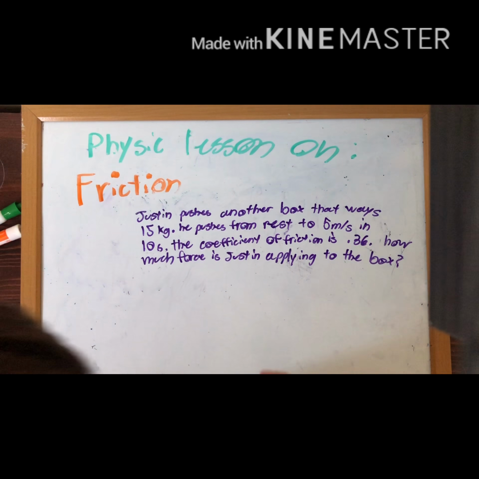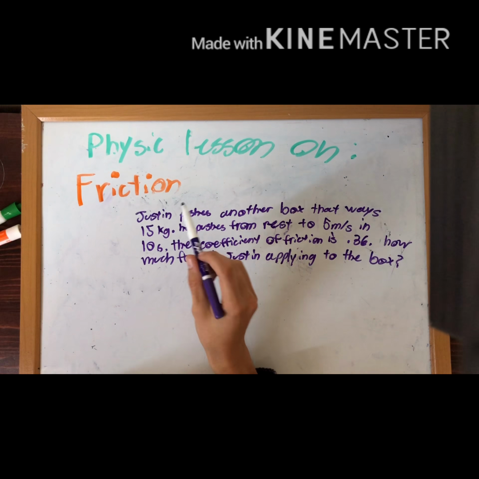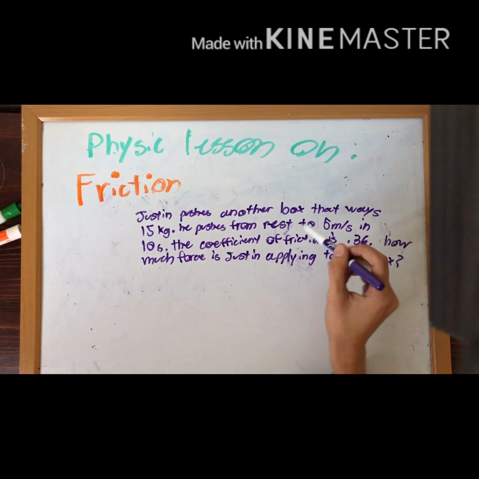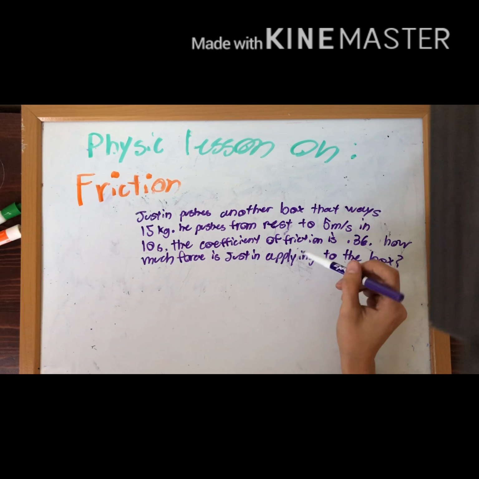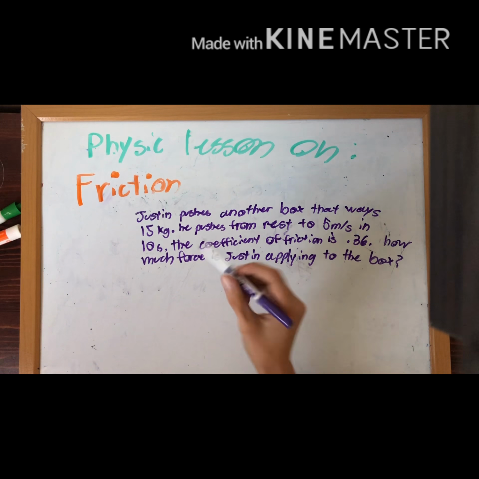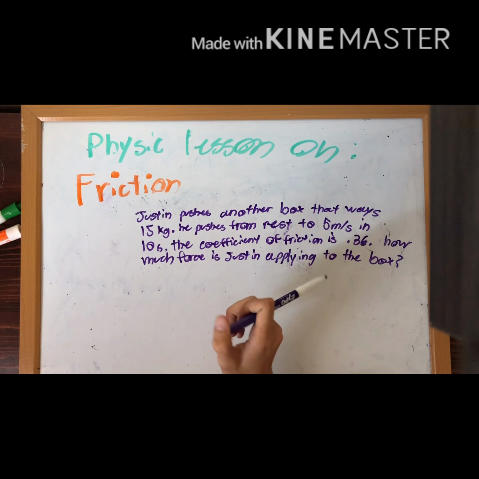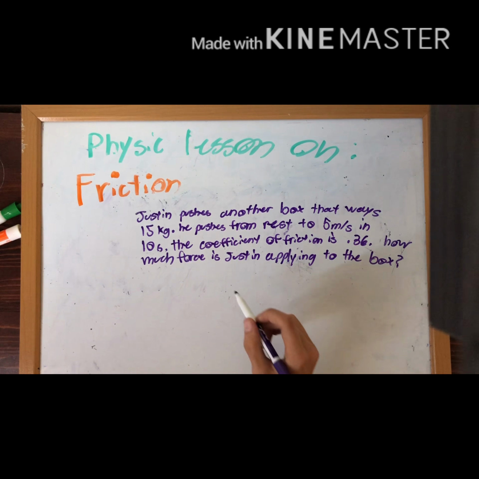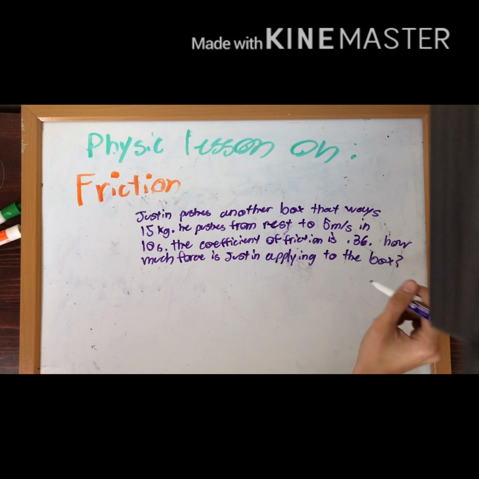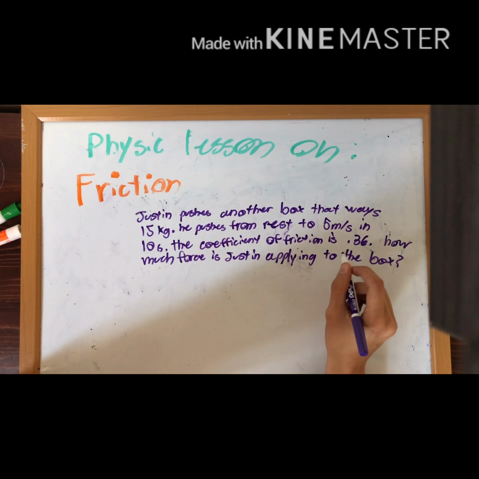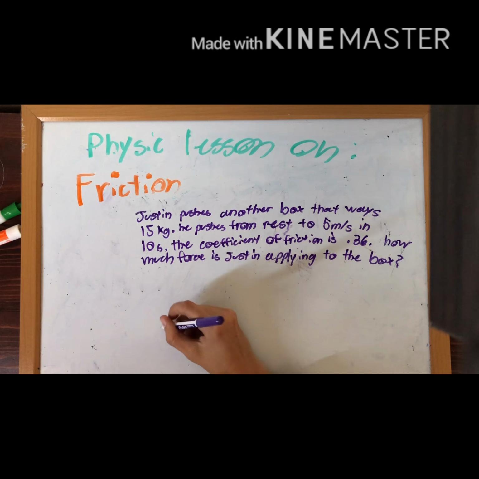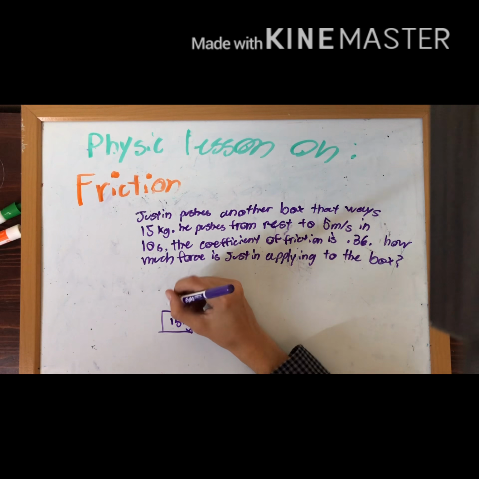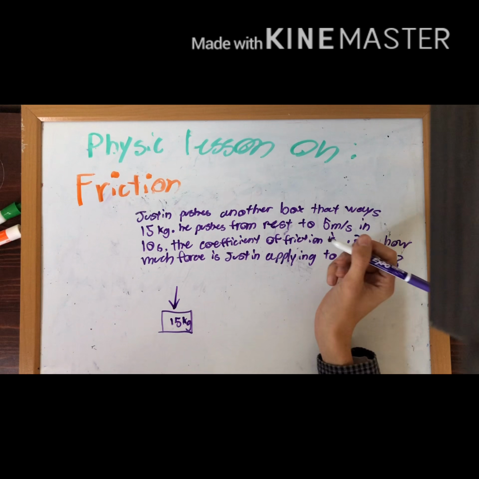Now, for additional practice, we have a second practice problem. Justin pushes another box that weighs 15 kilograms. He pushes the box from rest to 5 meters per second in 10 seconds. The coefficient of friction is 0.36. How much force is Justin applying to the box? This question uses all 3 of our important facts about friction. So first, of course, we want to draw a full body diagram, because full body diagrams are very helpful.